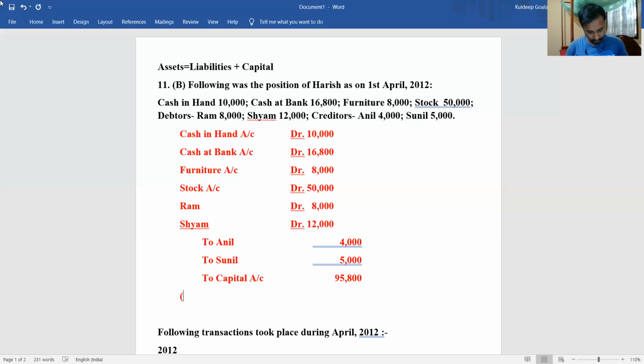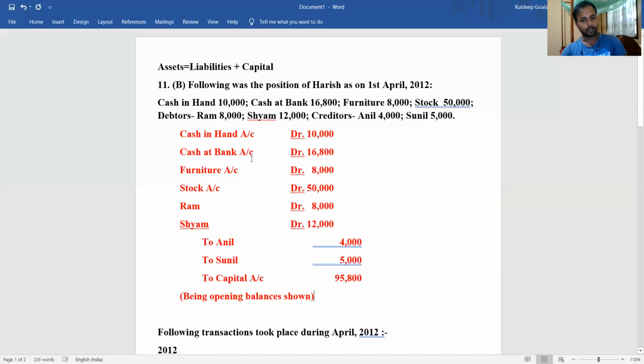So what will you write? Being opening balances shown. That will be enough. Okay, now we will go to the next transaction. This is how you are going to show an opening entry.